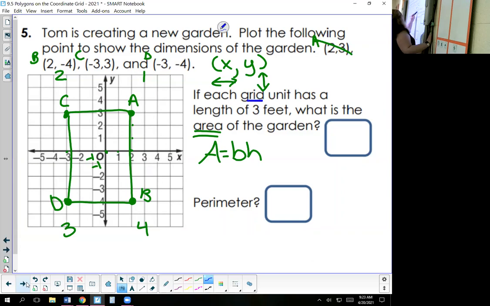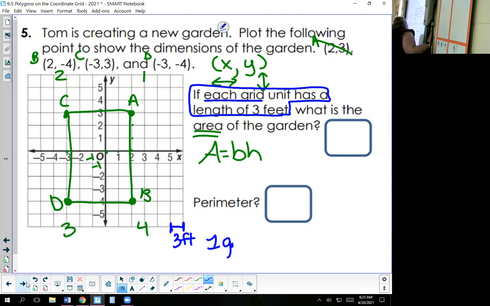Because you see right here, this is very important. That means from here to here is actually 3 feet in reality. So one grid length, 1 unit, is actually 3 feet. Okay? I'll show you how to do it.